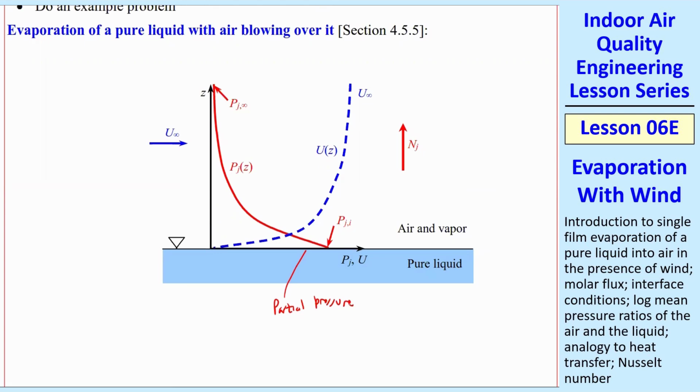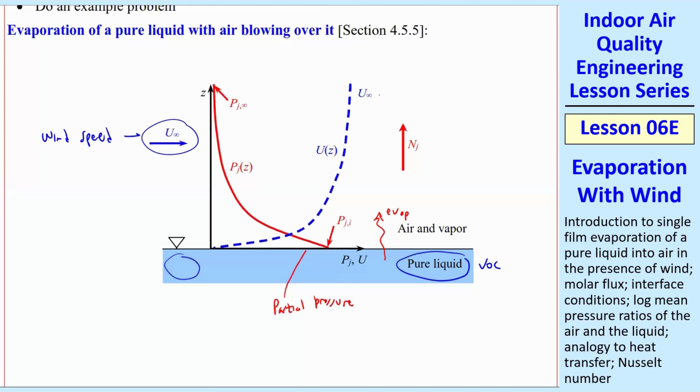The difference now is that we have a wind blowing. So there's a wind speed, U infinity, and we're blowing over a flat surface. This would be like a puddle of liquid or a lake filled with some contaminant. Except in this example, we have a pure liquid, so this is some VOC. It's evaporating just like it did from a container, except now instead of being a container, it's just open and there's wind blowing over it.